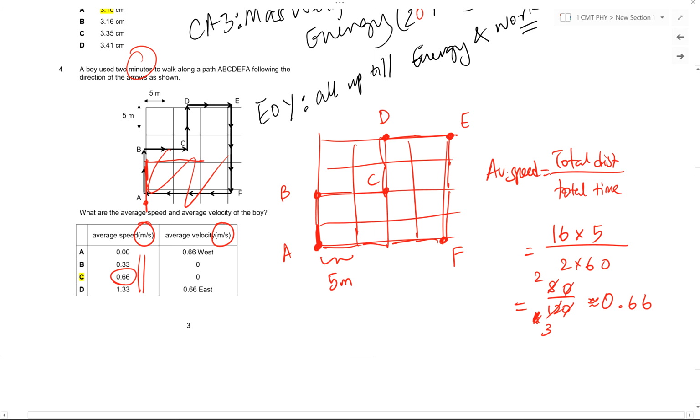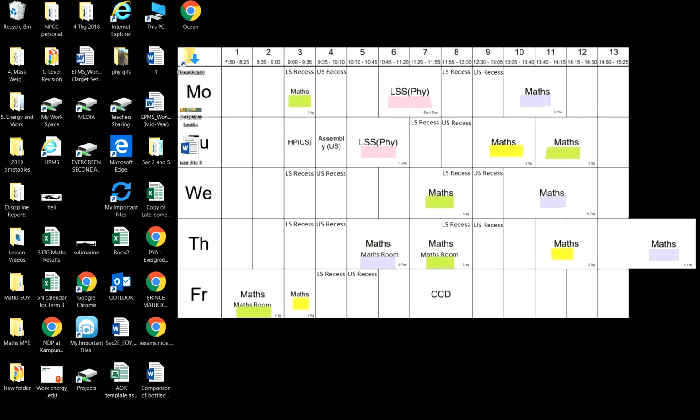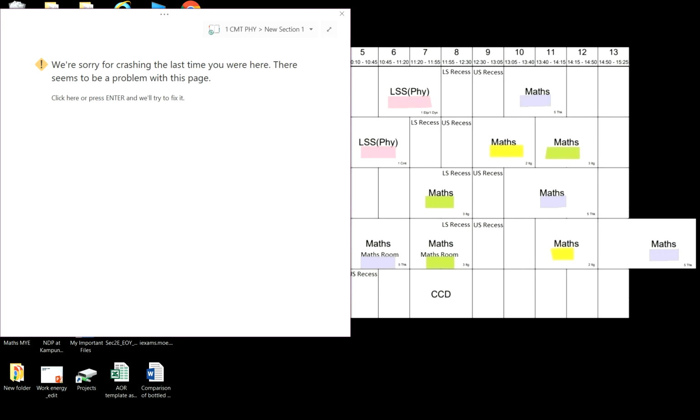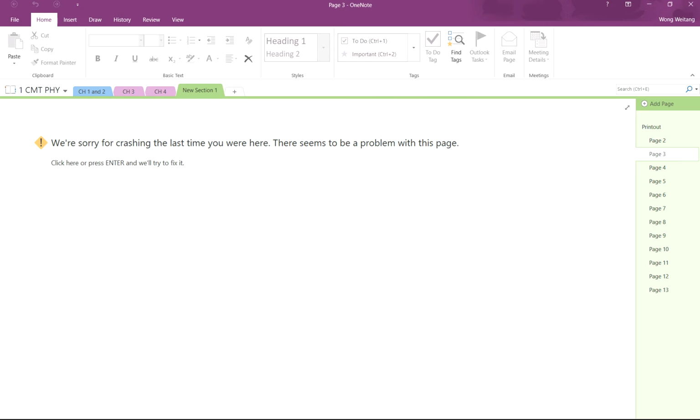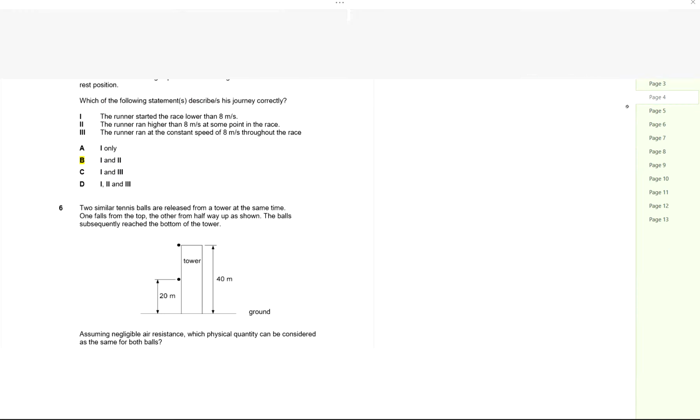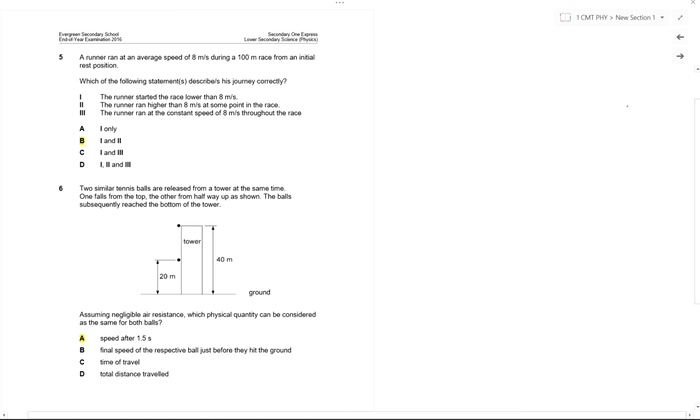But let me just double check using velocity, because velocity will now be the average, the total displacement over total time. And the displacement in this case, since I started at A and I ended at A, therefore the overall displacement is actually zero. Now next for question 5.